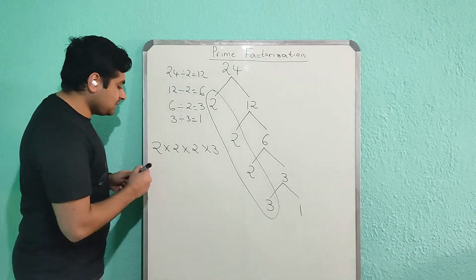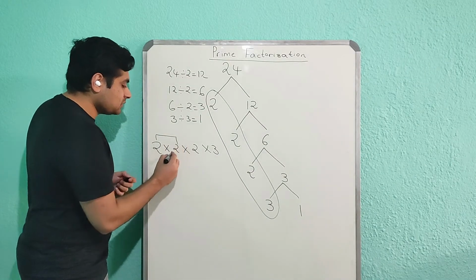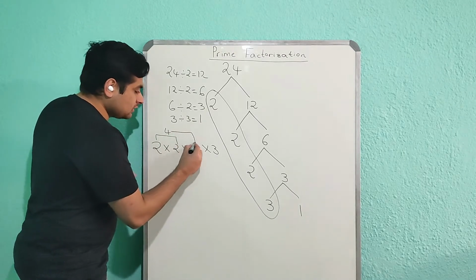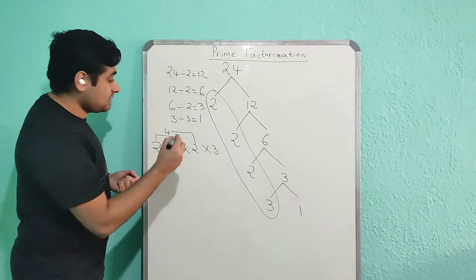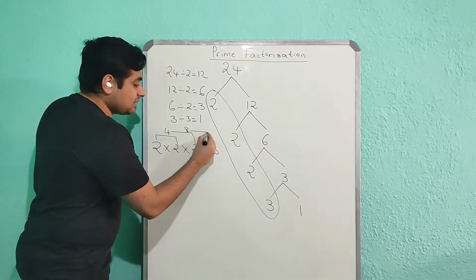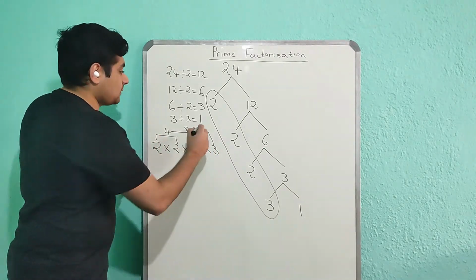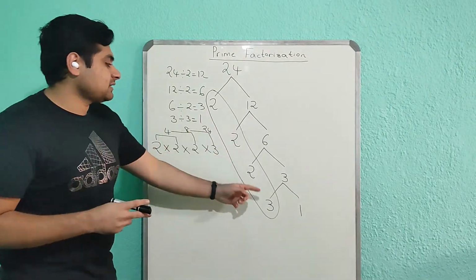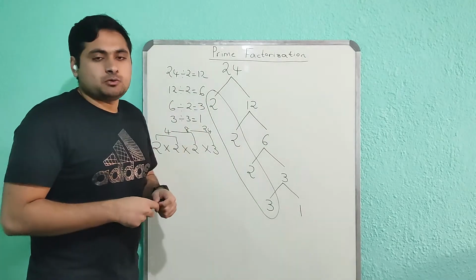So what is 2 times 2? If you say 2 times 2, our answer is 4, right? Now what is 4 times 2? Our answer is 8, right? And then finally, what is 8 times 3? We know our answer is 24. So therefore, our prime factors are right because we get our final answer as 24.